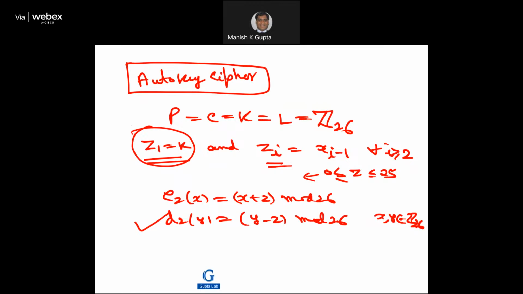So P equals C equals K equals Z26. Z1 is equal to K, and Zi is equal to Xi minus 1 for every i. The encryption and decryption rules are like this. This is known as the auto key cipher. I think this is the last question in your assignment number 1. If you have looked at assignment 1 till now, the last question is on the auto key cipher.